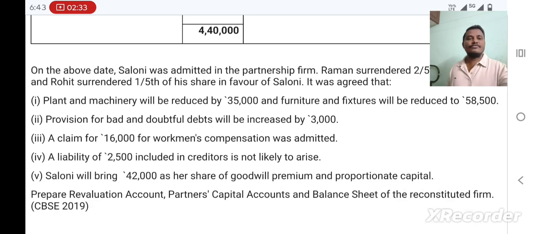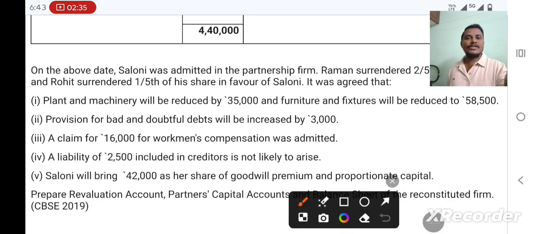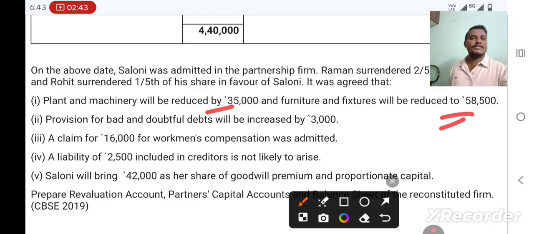Here plant and machinery will be reduced by 35,000, and furniture and fixtures will be reduced to 58,500. They are saying the word "to". If they say "by", you take the same amount and record it inside the revaluation account. If they say "to", you take the difference between this amount and the balance sheet amount and record it inside the revaluation account.